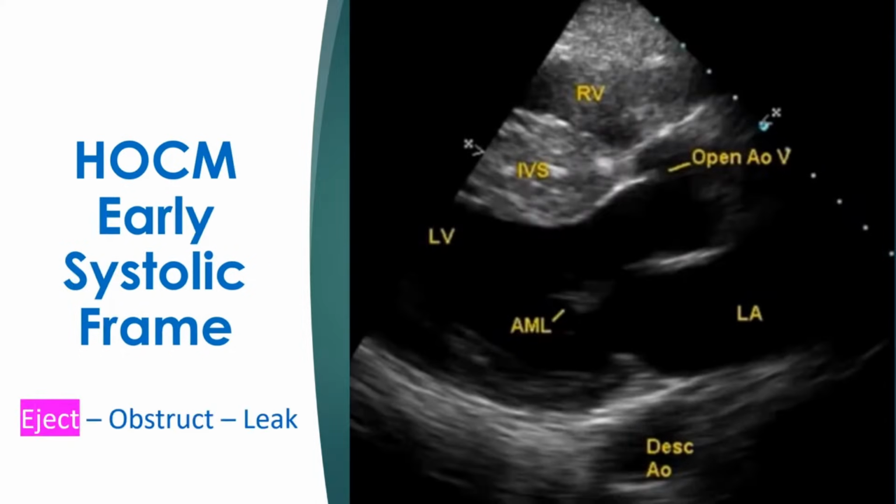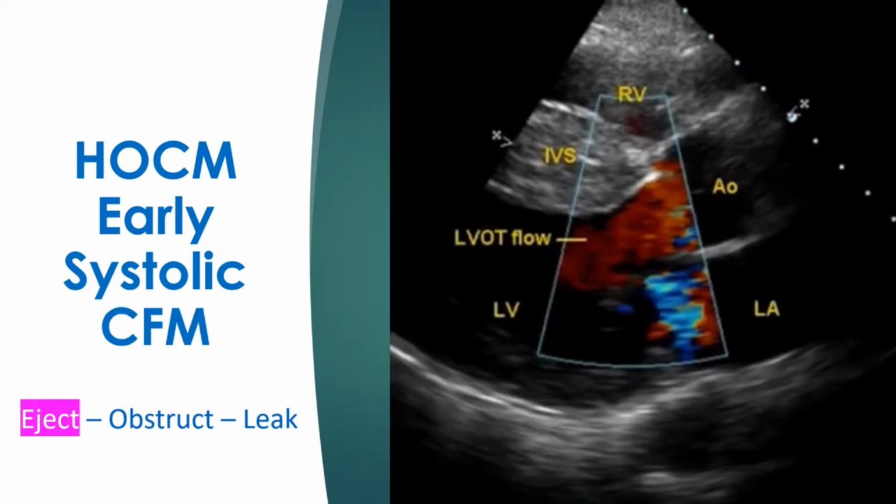Early systolic frame in echocardiography in hypertrophic cardiomyopathy. Early systolic frame shows that the aortic valve is open but the left ventricular outflow tract is wide and the AML is in the closed position. This frame is just before the onset of the systolic anterior motion or SAM of the mitral valve. In the eject obstruct leak sequence of dynamic LVOT obstruction, this is the initial eject phase.